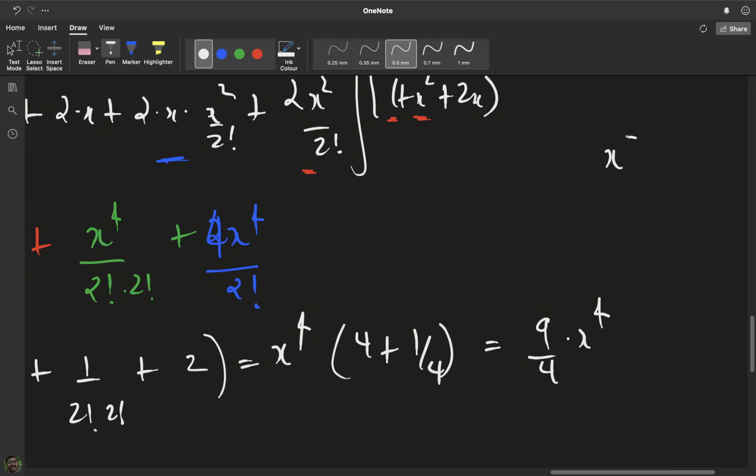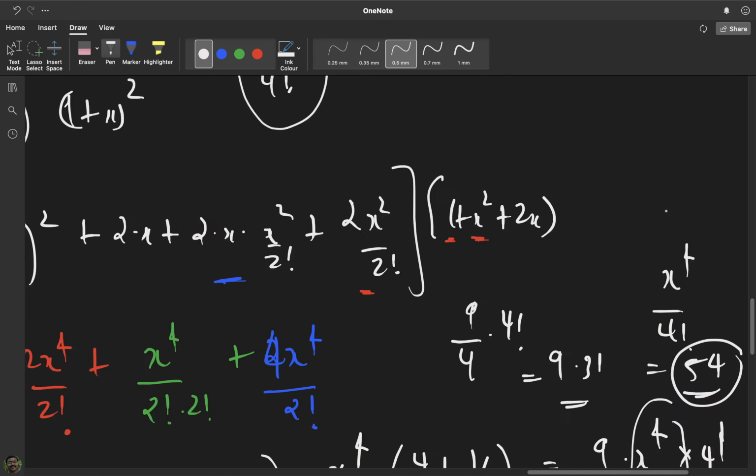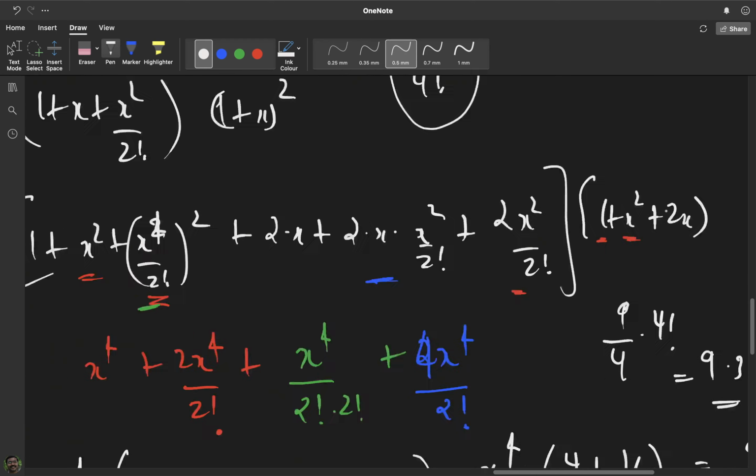So the coefficient of x raised to 4 by 4 factorial would be, I'll just supply a 4 factorial below and also above. So the coefficient of x raised to 4 by 4 factorial will be nothing but 9 by 4 into 4 factorial, which is 9 into 3 factorial, that is 9 into 6, which is 54. So this is the answer. You can try this; please try to write down the term.